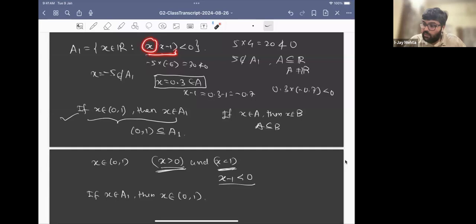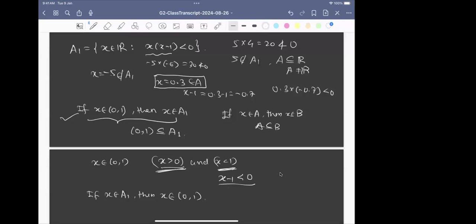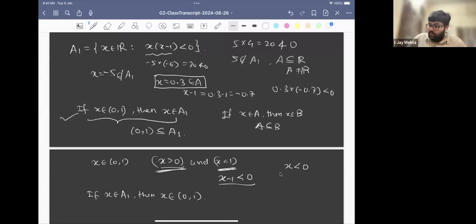Now here it is a real number. This is another real number. दो real number का product less than 0. That means one is positive, one is negative. Exactly. Okay, so what are the cases? Either x greater than 0, x minus 1 less than 0, or x minus 1 greater than 0, x less than 0. दो केस. Suppose x is less than 0.